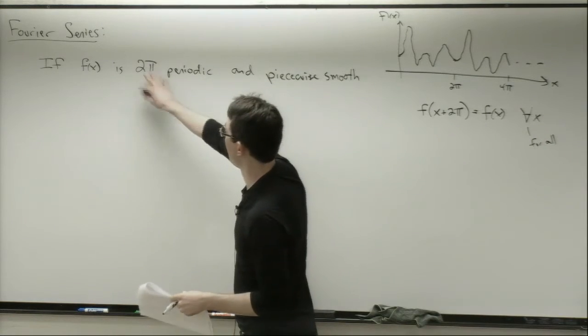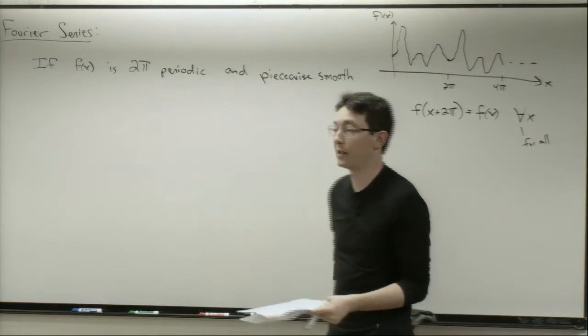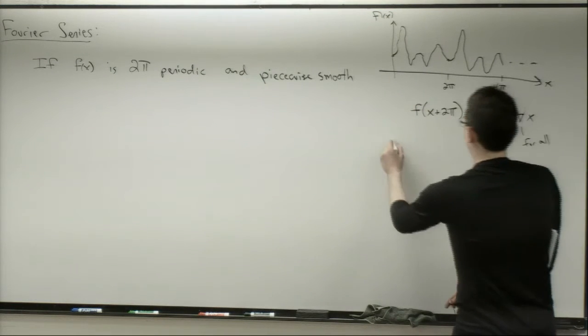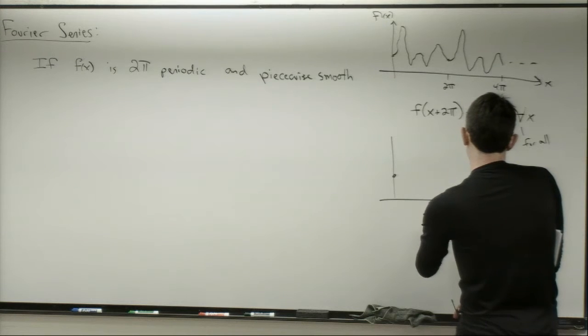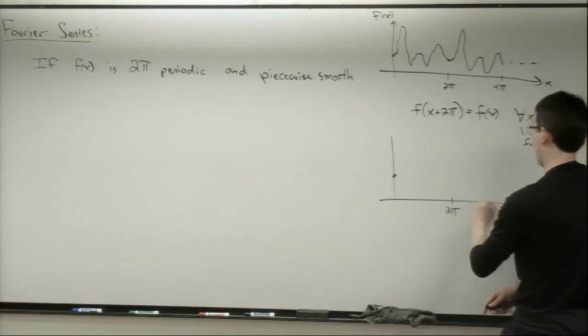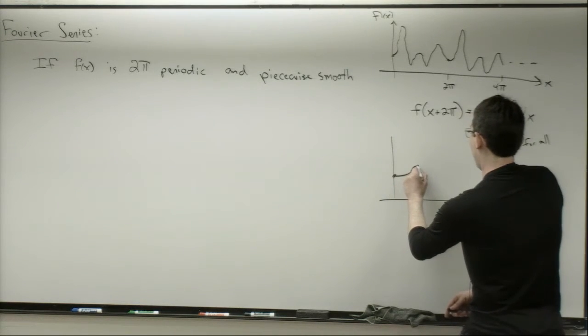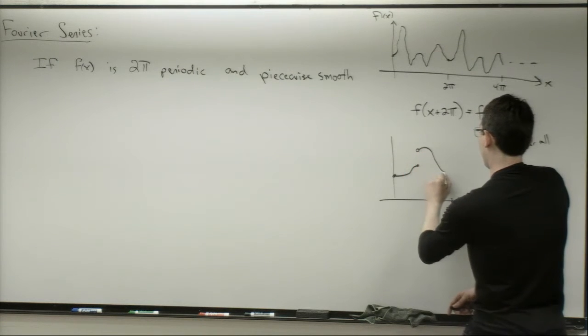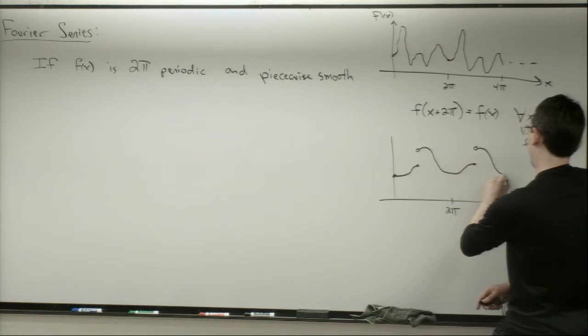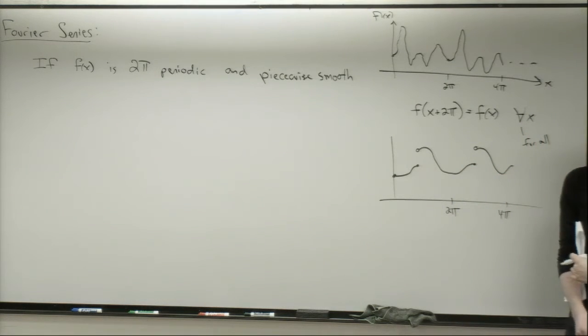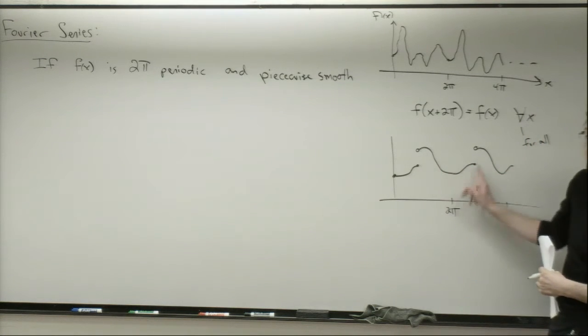So if f is 2 pi periodic and it's piecewise smooth, this thing can even be nasty. It can even have jumps as long as it repeats every 2 pi. So this thing can be piecewise discontinuous.